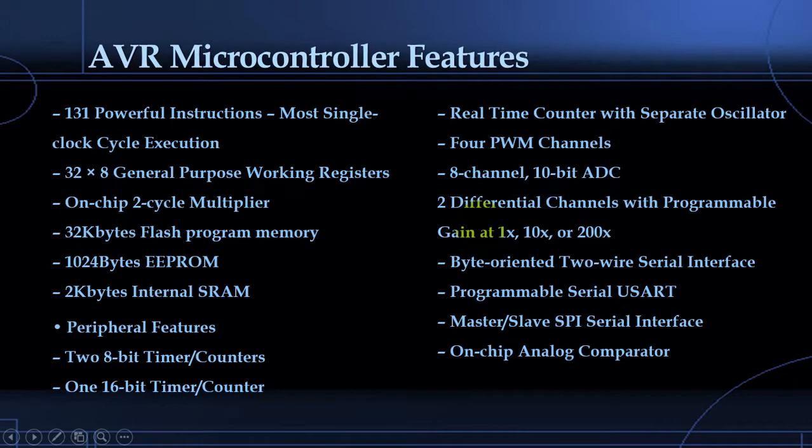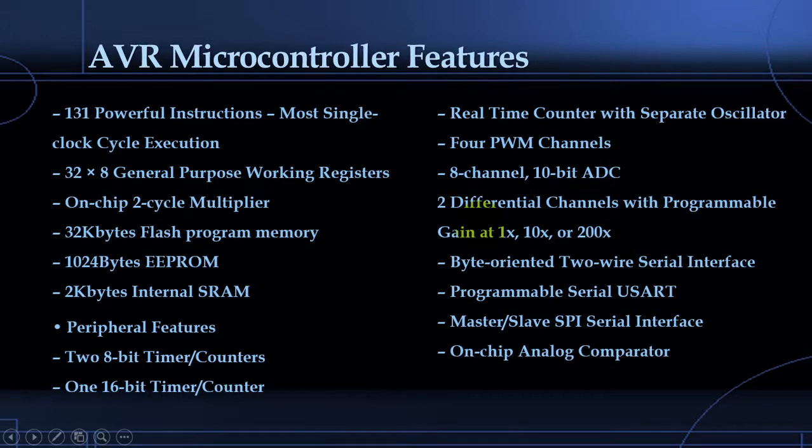It has 32 general purpose working registers, from R0 to R31, and each register is 8 bits long. There is also an on-chip 2-cycle multiplier that makes it very useful in arithmetic computations. As is visible from the name ATmega32, the 32 corresponds to 32 KB of flash memory. So the last digits correspond to the flash memory. ATmega16 has 16 KB of flash memory, and ATmega8 has 8 KB. There is also 1 KB of EEPROM.